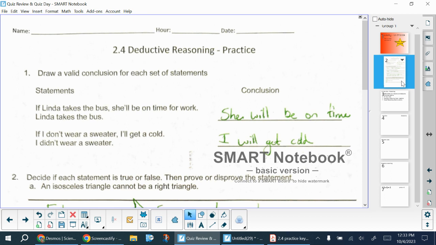First thing I want to do is just give you a chance to take a look at some of these answers. I will talk through these, but feel free to pause if you need to look at some of these. So for our first ones, we're going to draw a valid conclusion from these statements.